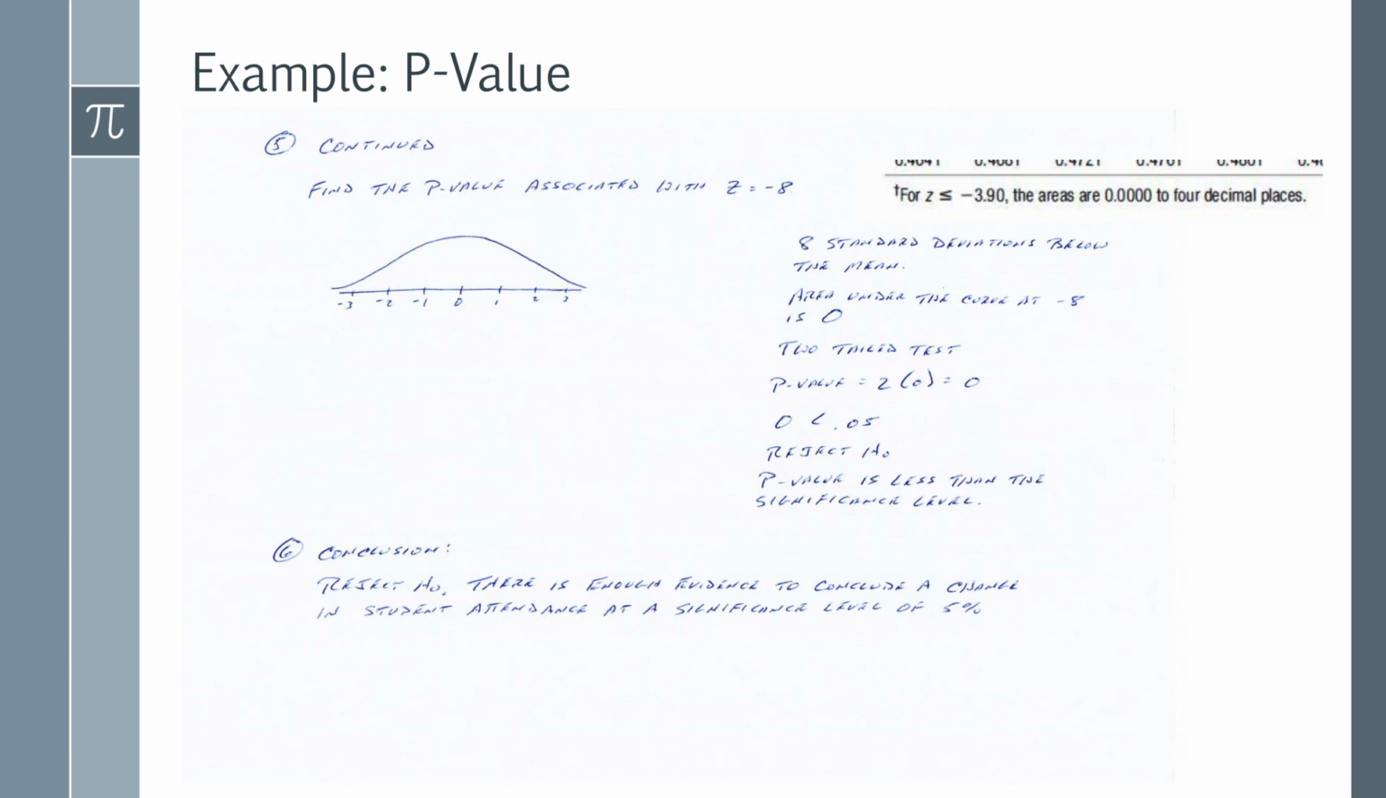0 is less than our alpha level of 0.05. So therefore, because we have such a low p-value, we are going to reject the null hypothesis. The p-value is less than the significance level. The final step is to state our conclusion in the context of the problem. And so we would say, reject H0, there is evidence to conclude a change in student attendance at a significance level of 5%.